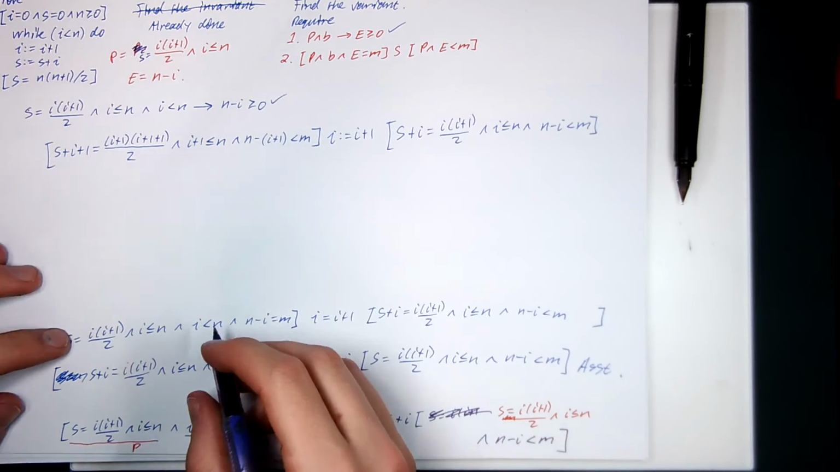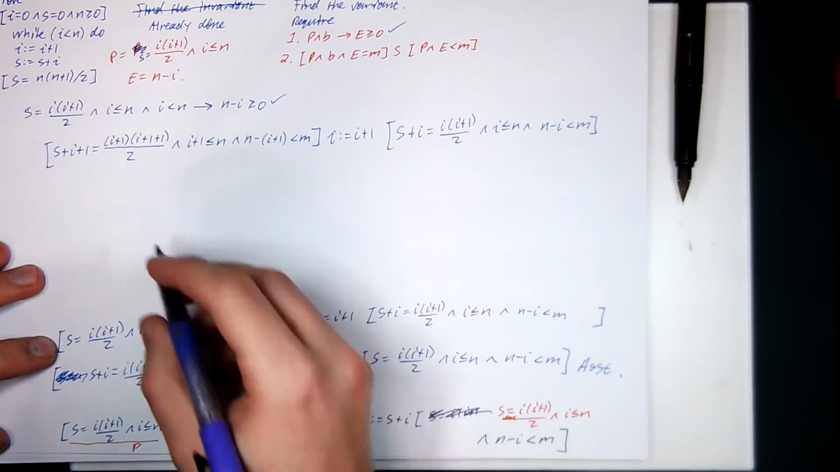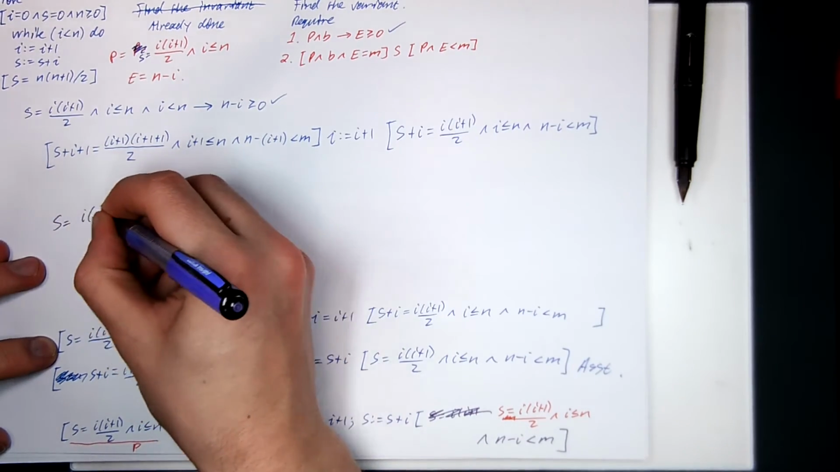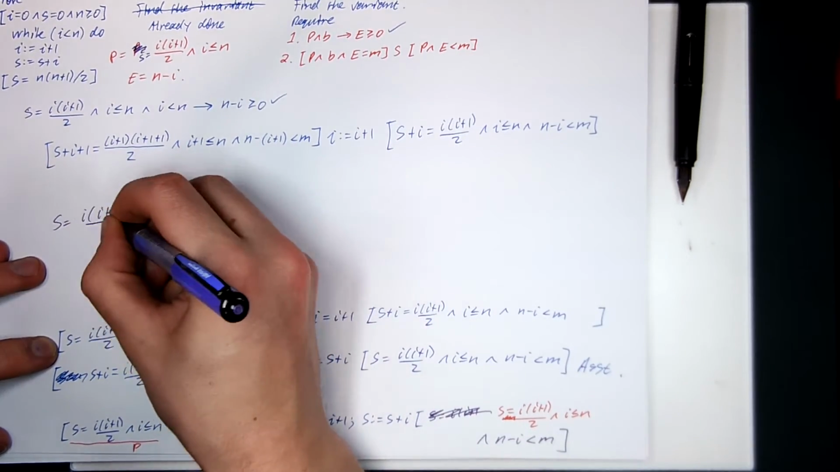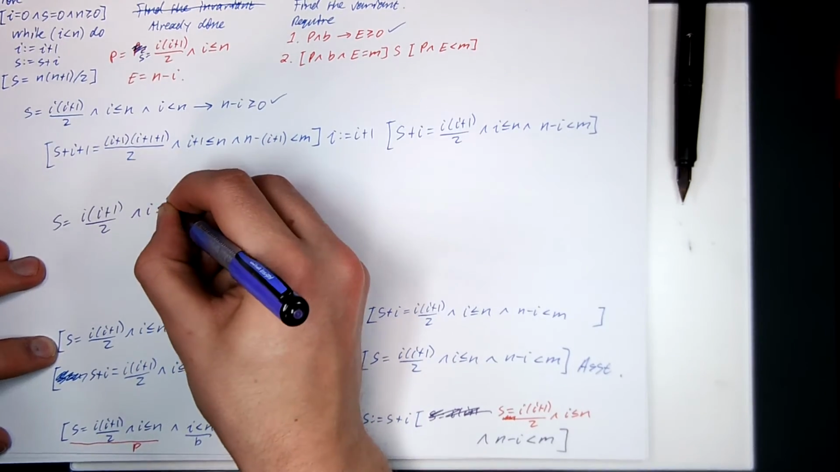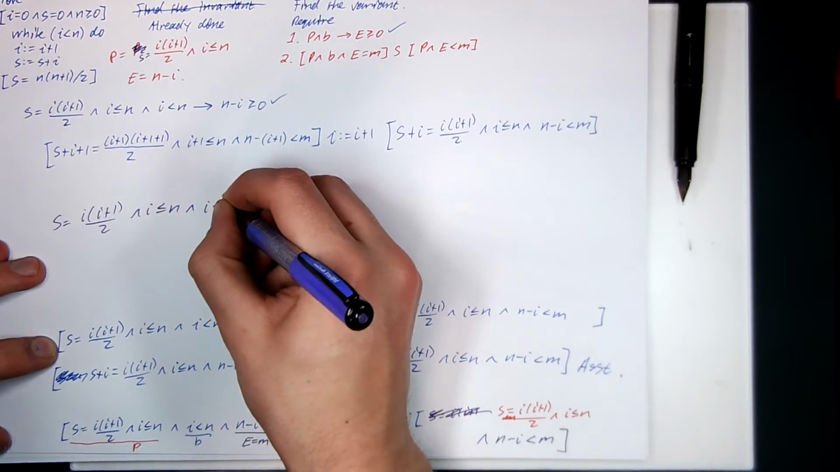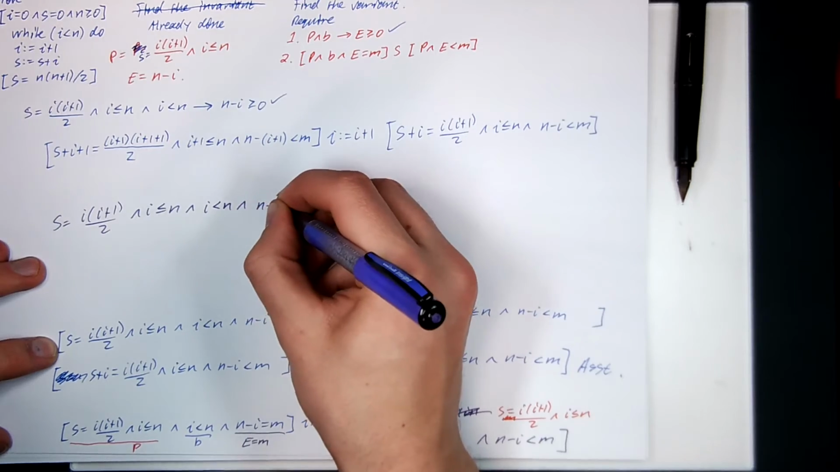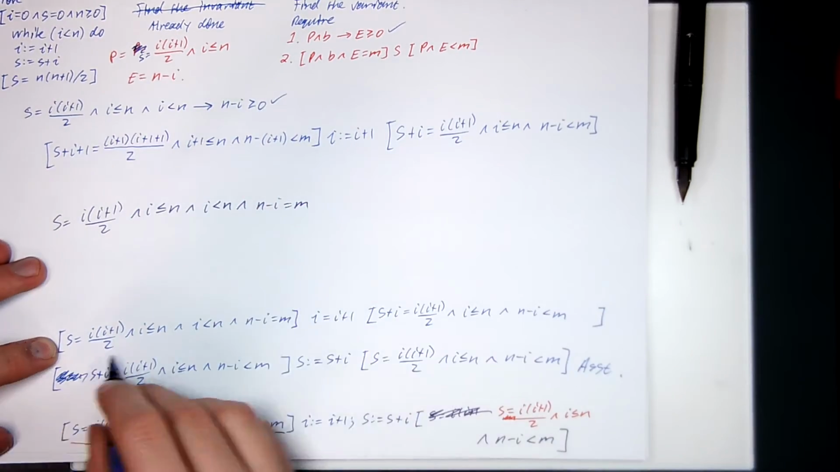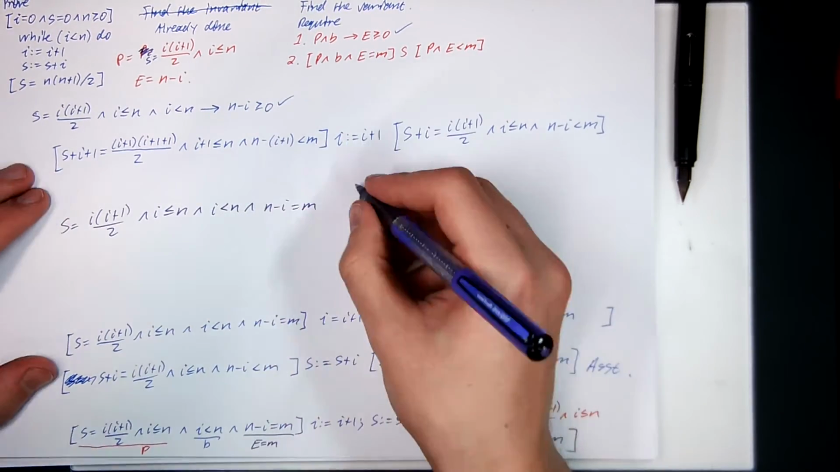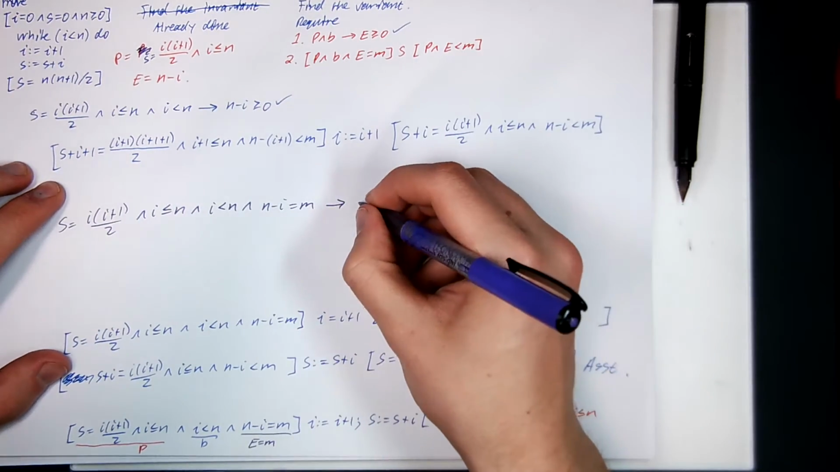So I invite you to prove that if you assume this, S equals I plus 1 on 2, and I is less than or equal to n, and I strictly less than n, and n take I is equal to m. If you assume all of this, then you should be able to prove all of that, just by some tedious algebra.